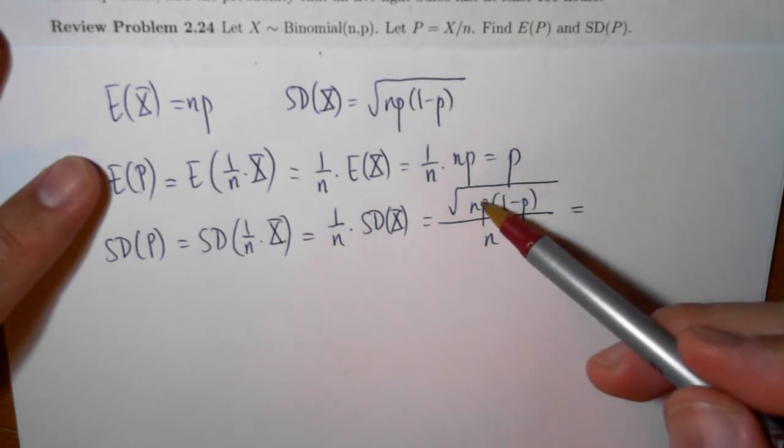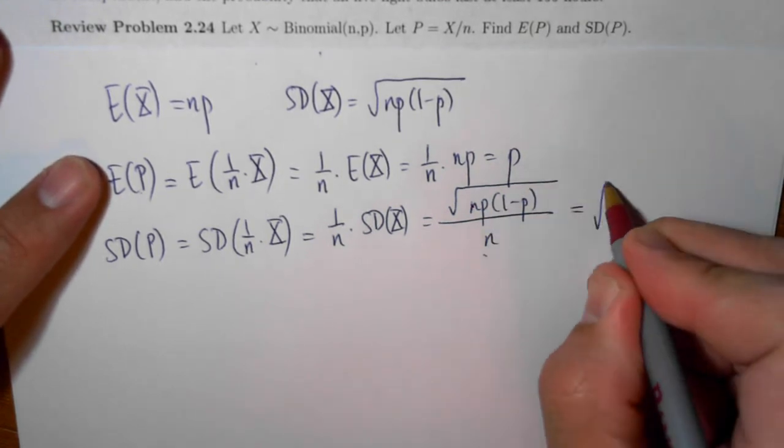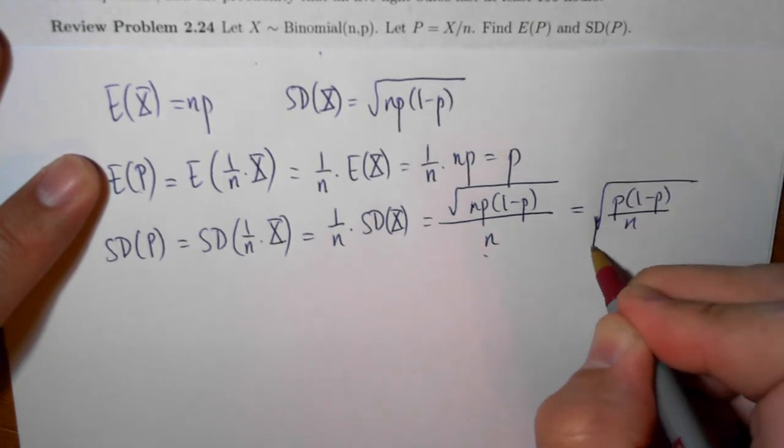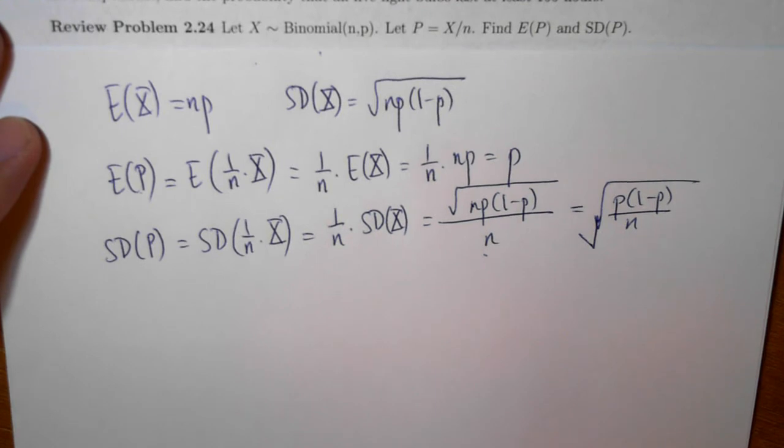And we can simplify this. We have a square root of n over n, so I can rewrite that as the square root of p times 1 minus p over n, where the n is inside the square root like that.